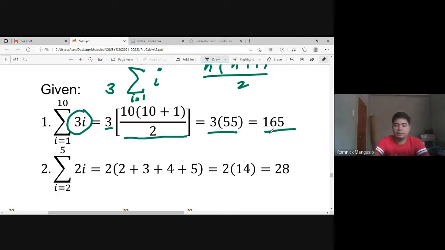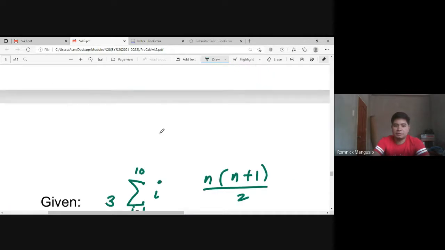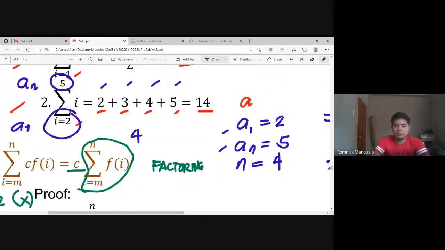Okay, in number 2 naman, since nag-start ka sa 2, I have the factor of 2, bring out 2. At since maliit lang naman ang number, 2 to 5, so 2 plus 3 plus 4 plus 5. So you have 2 times 14 is equal to 28. And this is also 2 times the summation of I from 2 to 5. Yan din naman ang tinutukoy niya. Okay? If you are just following the summation formula.